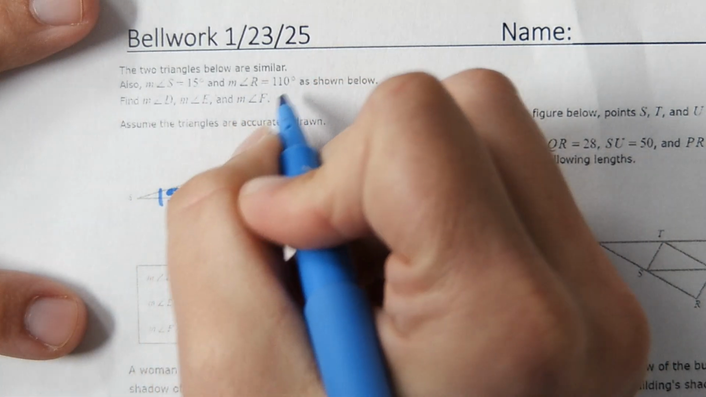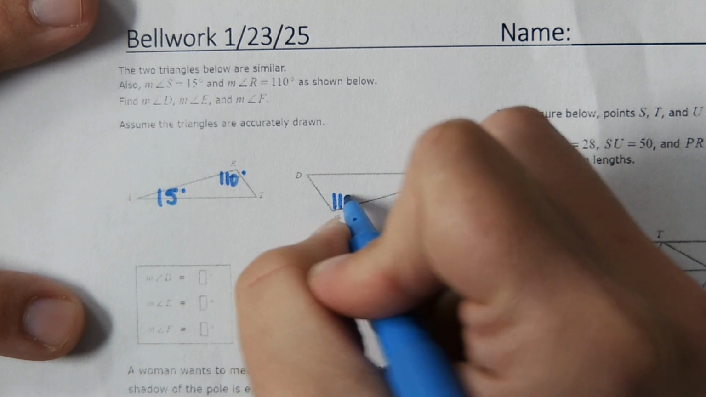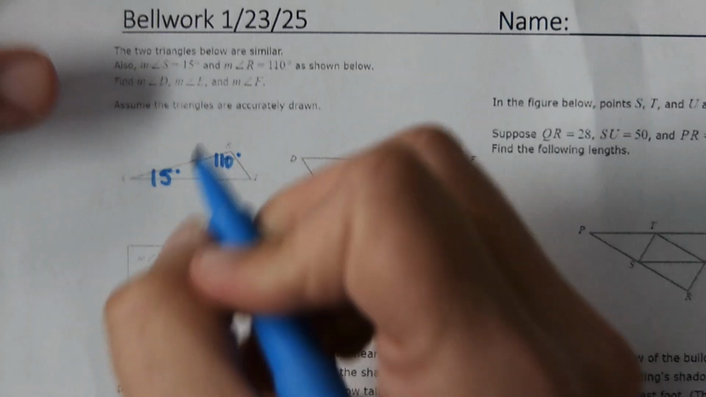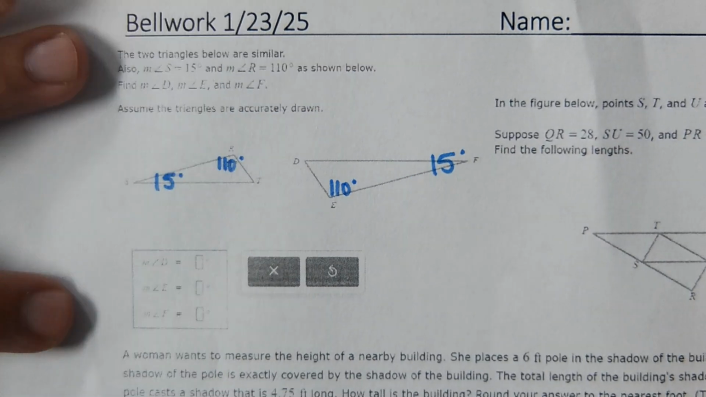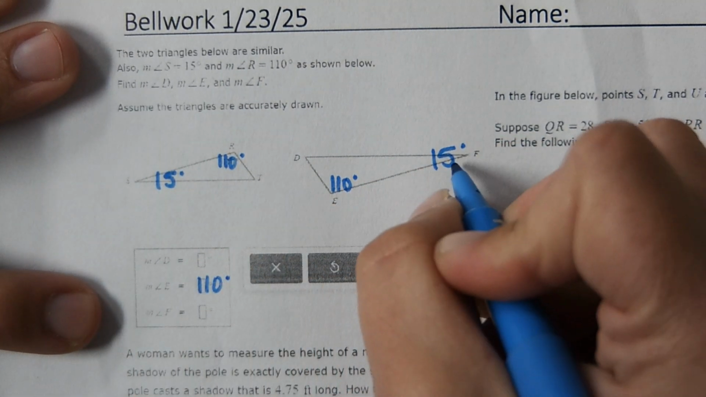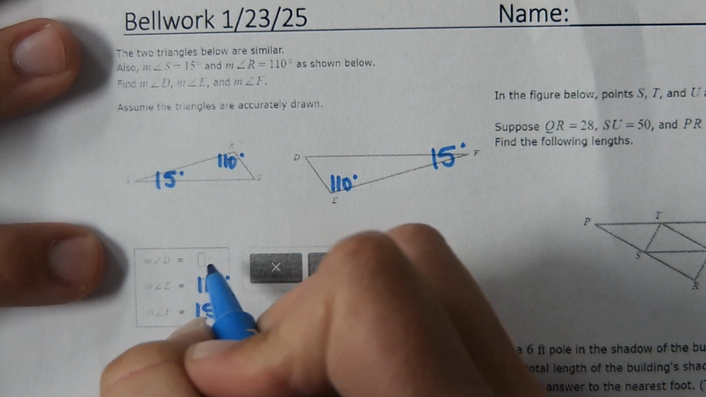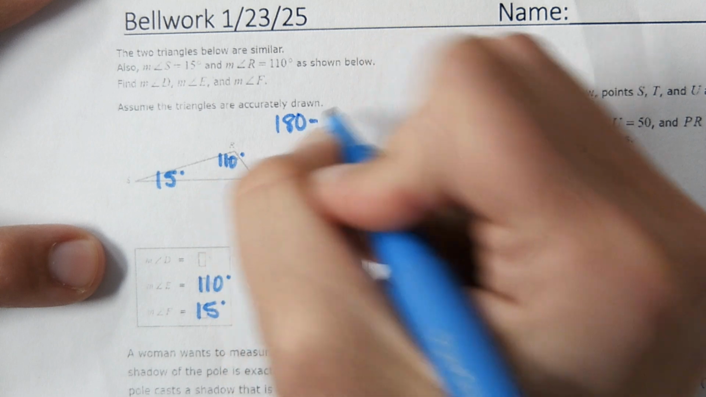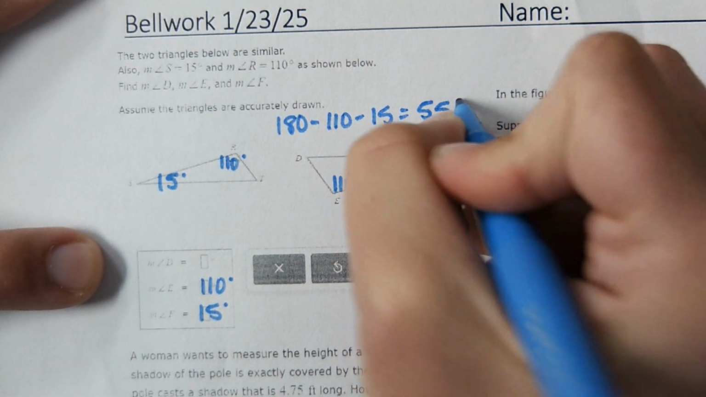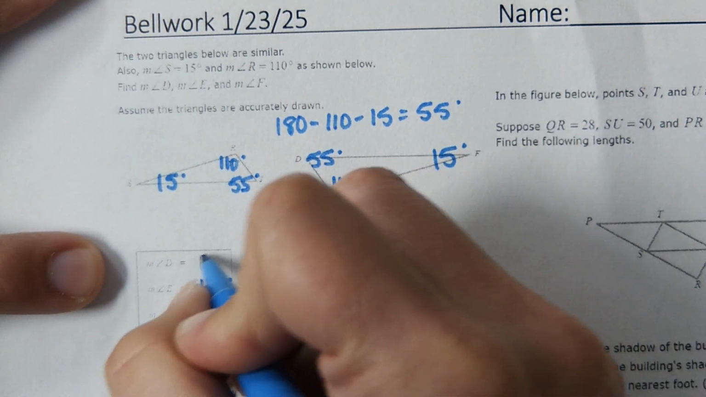It says measure of angle R is 110. It's labeled here. And again, the corresponding angle on this would also be 110 since they're similar. And it says find the measure of D, E, and F. Well, E, I already have that labeled, is 110 degrees. F, 15 degrees. And then for this one here, to find out that last angle, just do 180 minus 110 minus 15, and it comes out to 55 degrees. So 55, and this would also be 55 if you needed to know that.